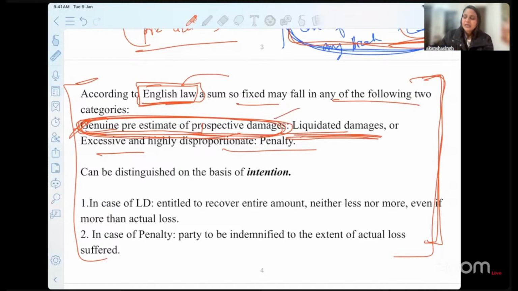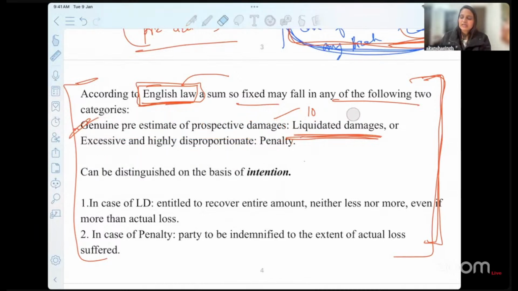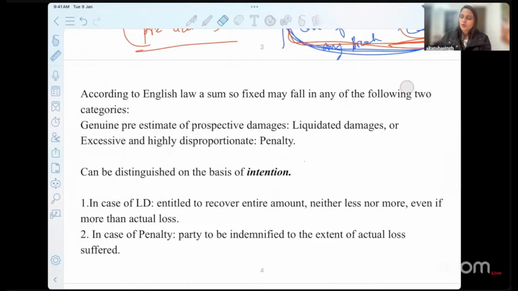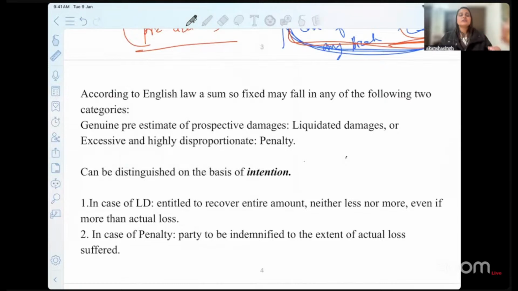Let's say you have put the liquidated damages to be 10,000. Will the court in English law allow you 10,000 per se? Yes, provided it is genuine, provided it is a reasonable amount that you have mentioned there. But if it is a highly excessive and disproportionate amount of money that you have put, what will that be called? That will be called a penalty, and the court there will exercise their reasonability. The court will not follow as it is what you have put in your contract. The court would rather see how much money is to be paid as damages to the aggrieved party.